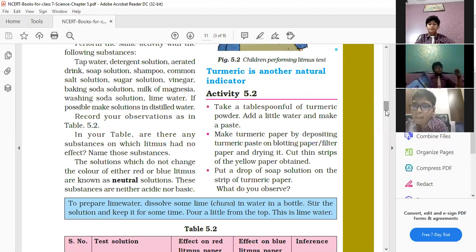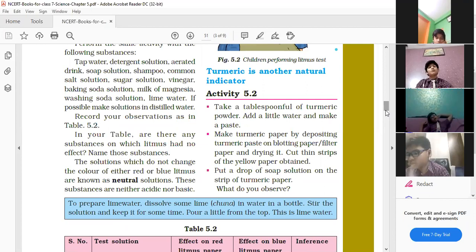If turmeric powder, or any mixture, or a vegetable made up of turmeric, spills on your cloth, and when you wash it with soap, the color changes to red. So it means it gives red color with the base, and it gives light yellow color with the acid.